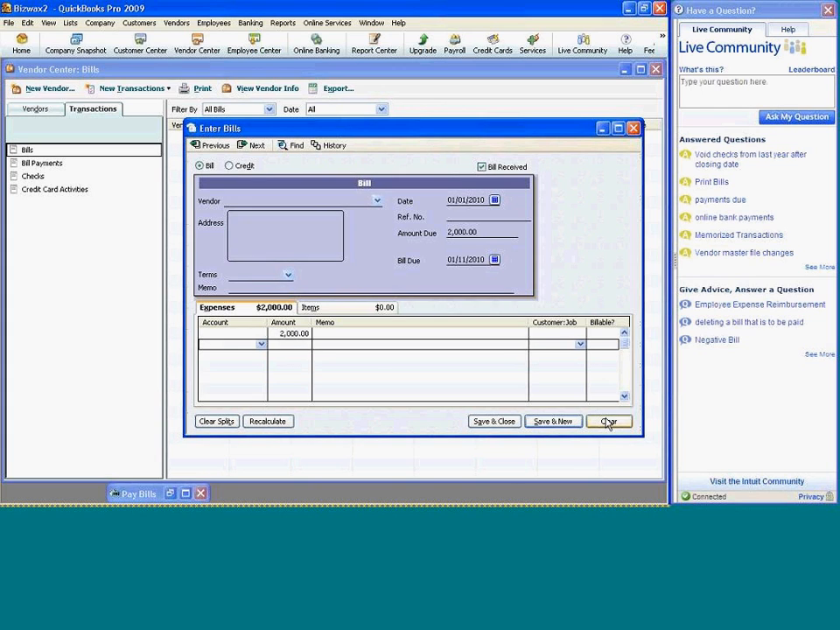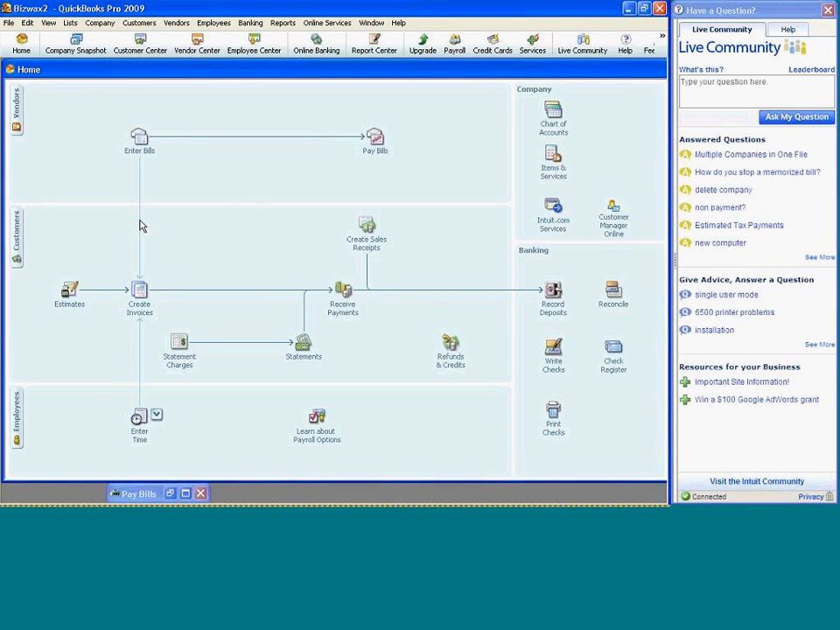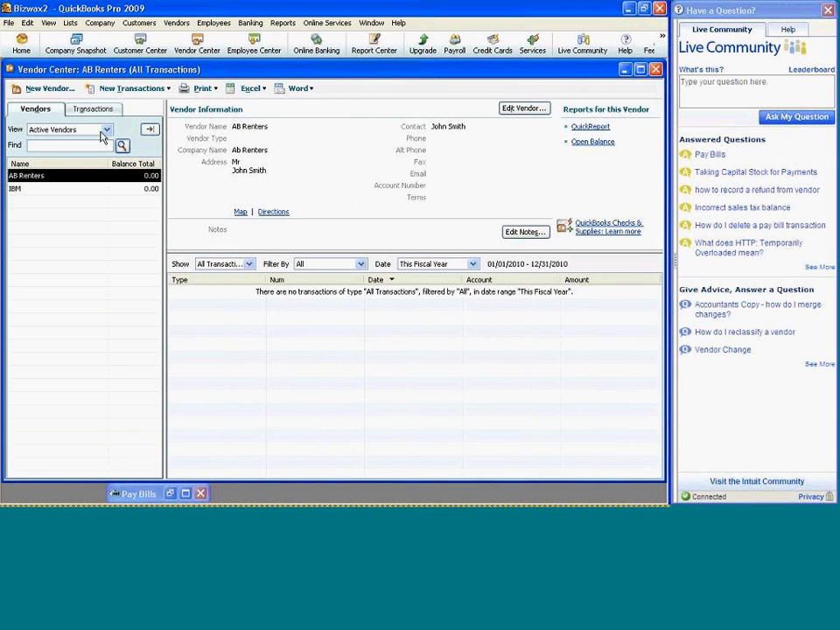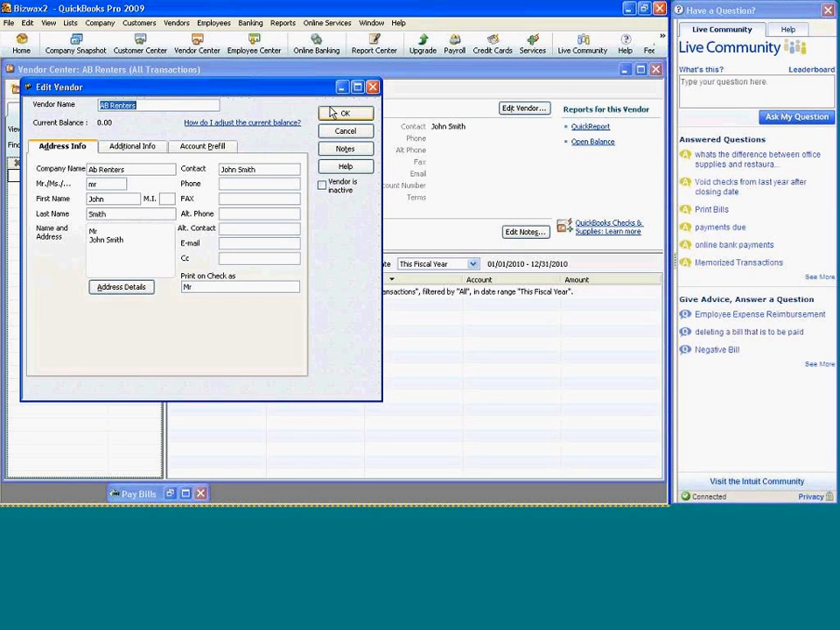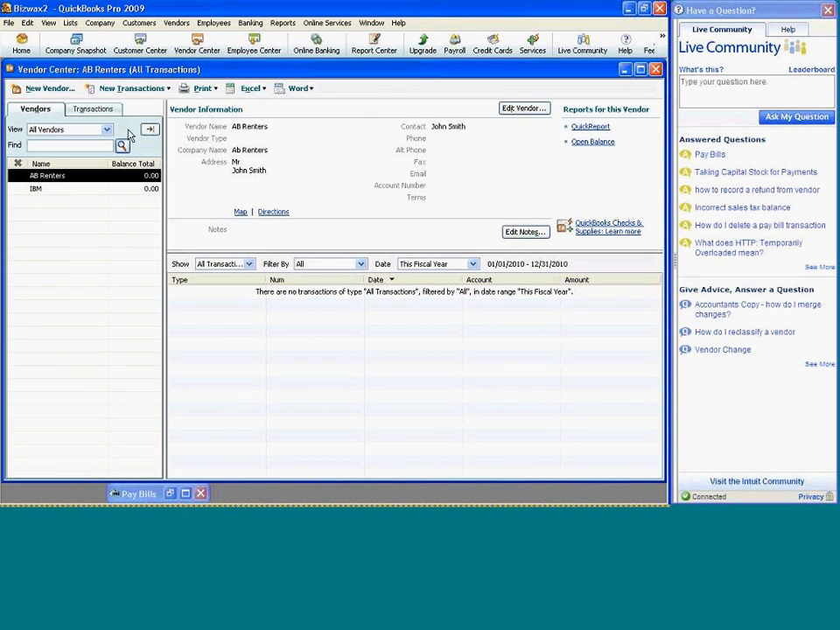Okay, let me start by getting a vendor. Here's my vendor, AB Renters, and AB Renters is the company that rents the space for us. I entered the data already. So now I'm in AB Renters, and I say, let's make a new transaction.